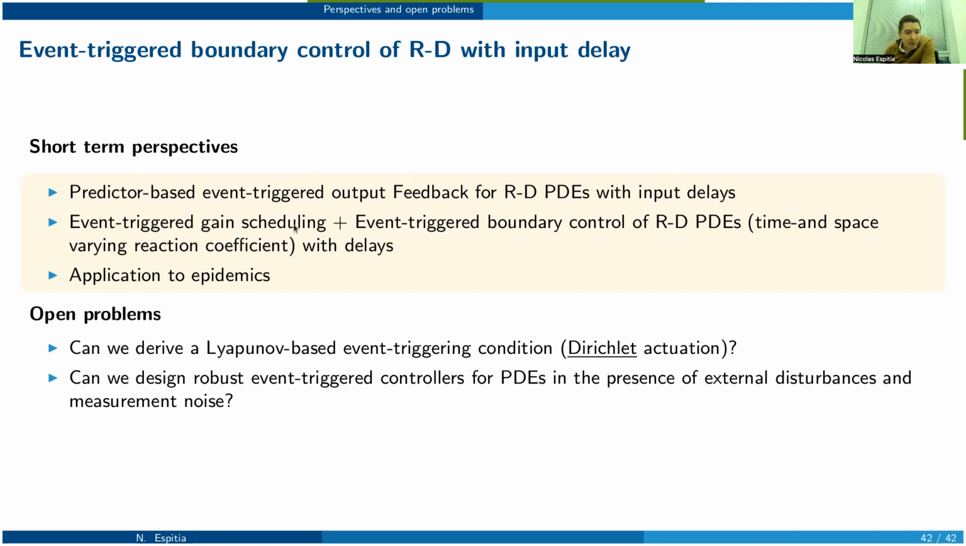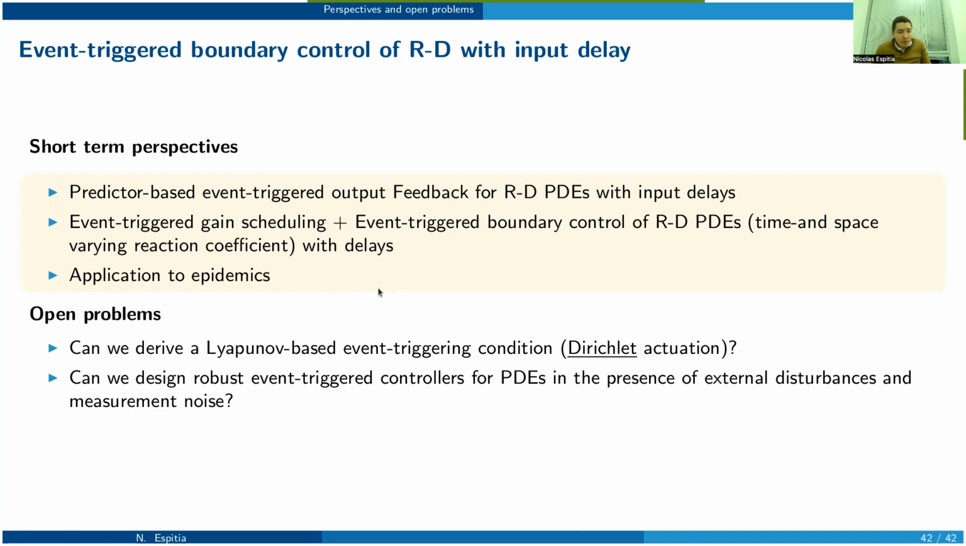And okay, so another perspective is event triggered gain scheduling together with event triggered boundary control, in the case when we consider time and space varying reaction coefficients, and also if we consider delays. So we have produced a result on event triggered gain scheduling, but the result for event triggered control is still missing. Okay, in particular, if we consider delays. Okay, so it would be interesting to apply the results to epidemics, as I motivated at the beginning of the talk.